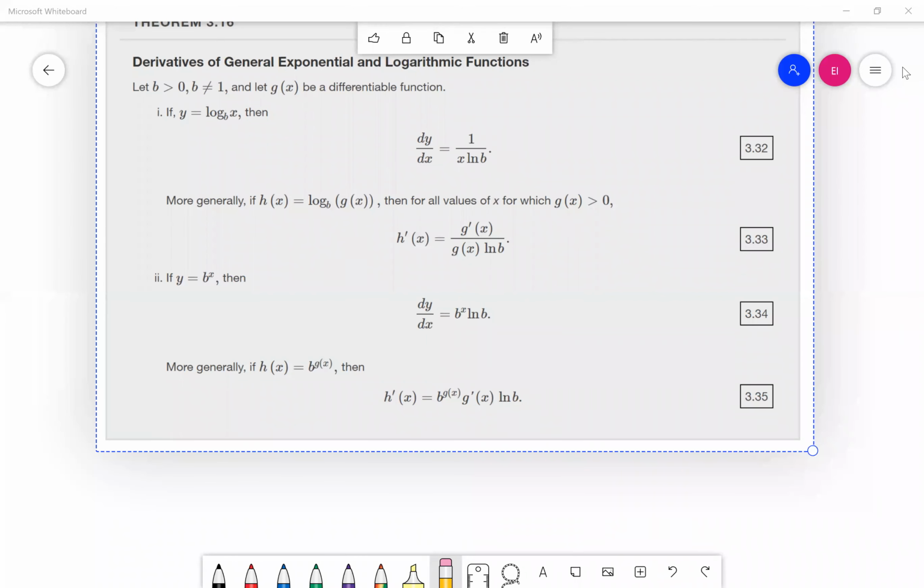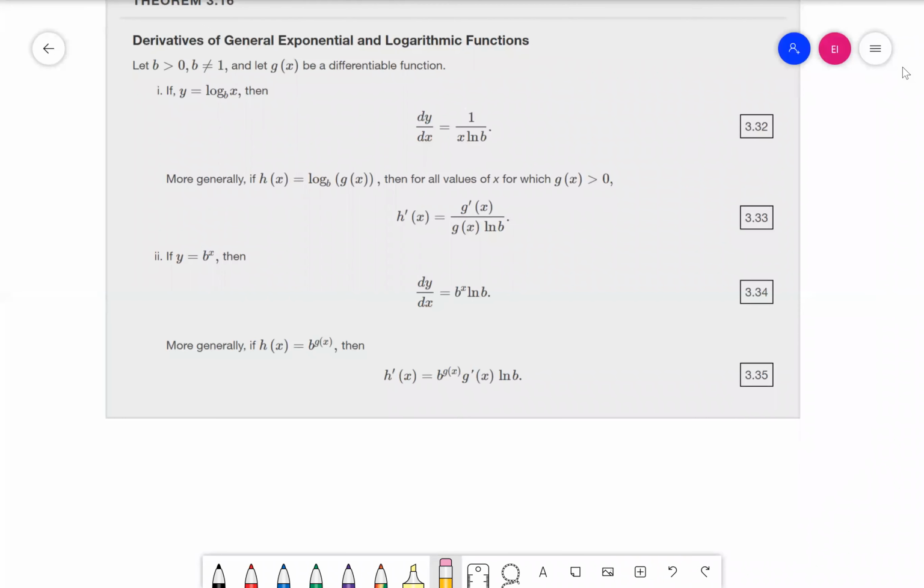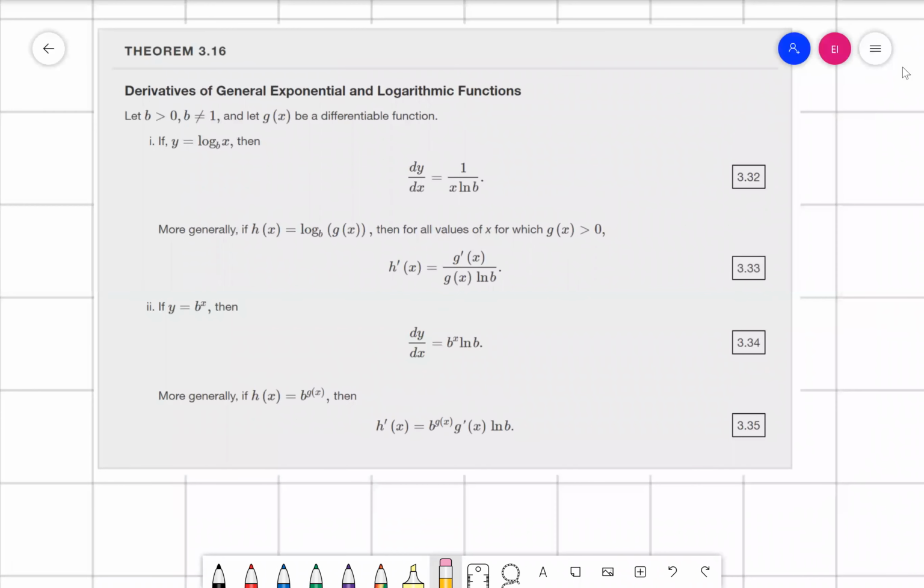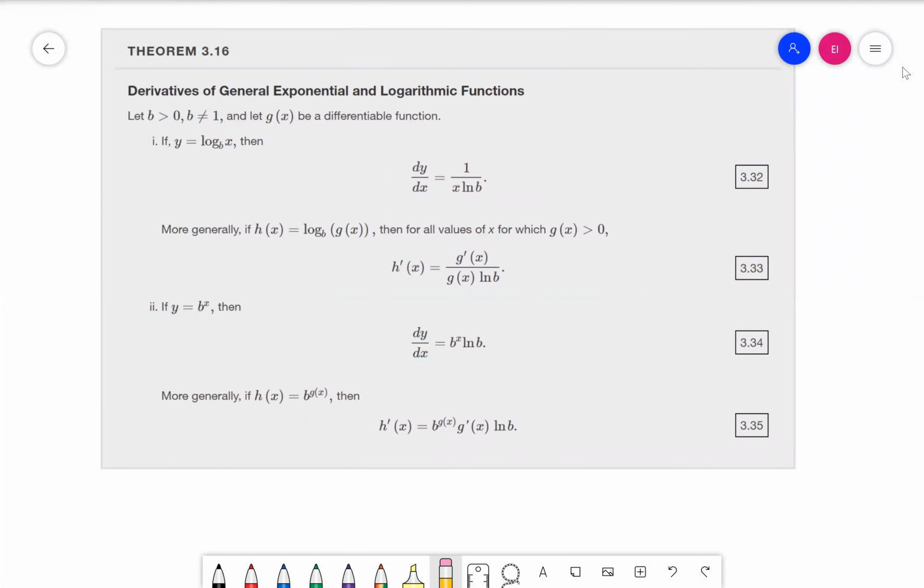Okay, so in this video, I just want to talk a little bit about derivatives of general exponential and logarithmic functions. And unlike a lot of the rules, you don't have to memorize these ones because you can derive them quickly using the chain rule. So if y is log b of x, then the derivative dy dx is 1 over x ln of b. That's the rule.